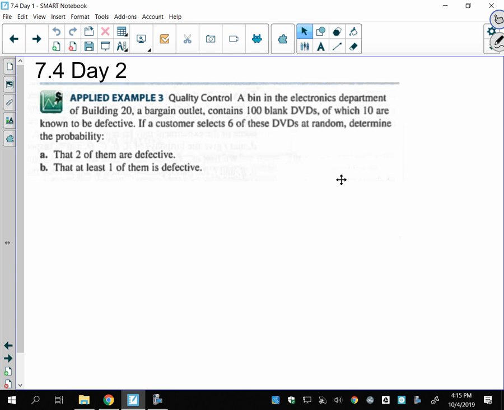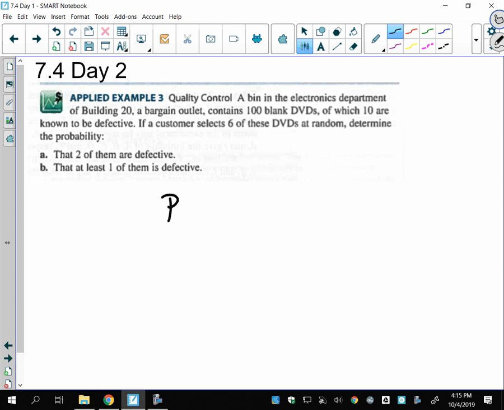Okay, so we just want to pick back up and do a couple more of these. It says a bin in the electronics department of Building 20, a bargain outlet, contains 100 blank DVDs, of which 10 are known to be defective. If a customer selects 6 of these DVDs at random, determine the probability that 2 of them are defective.